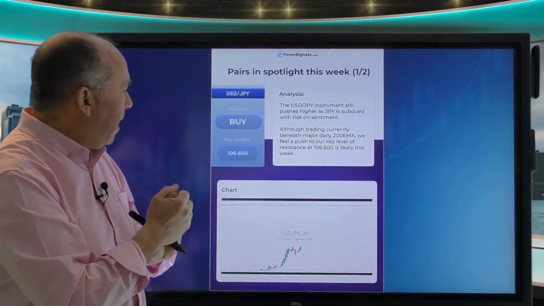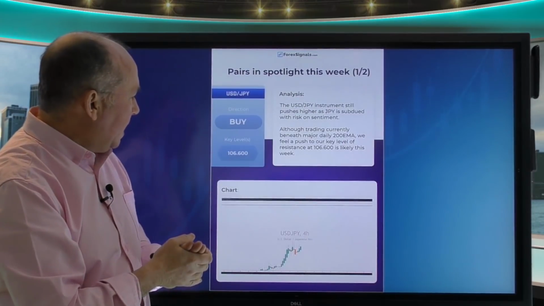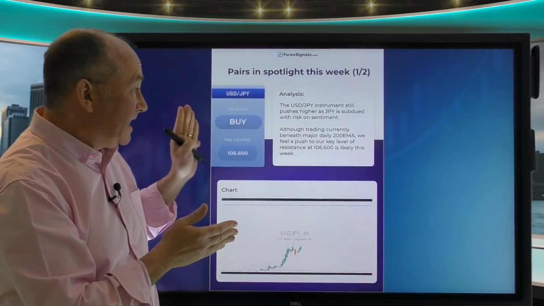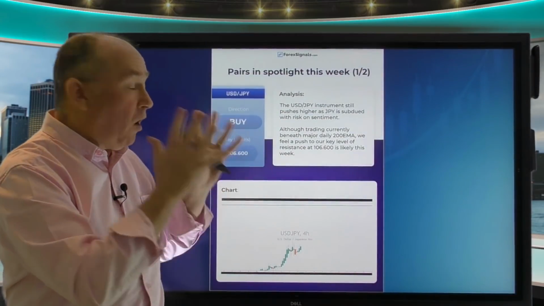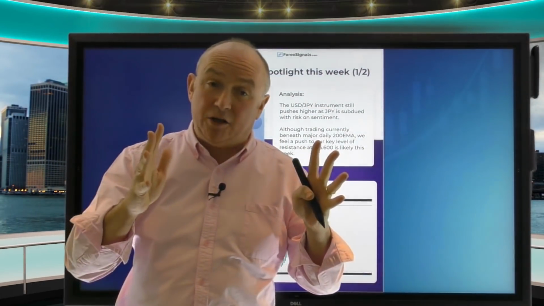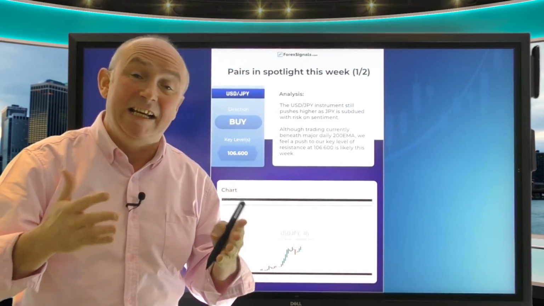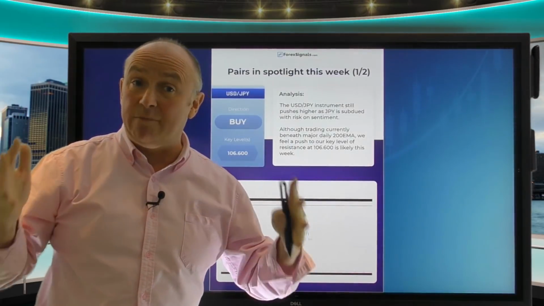We're looking at buying the dollar against the Japanese yen. We're targeting here 106.60. Okay, so that's basically our trade in the spotlight. Buying the dollar, selling the Japanese yen. The Japanese yen has a tendency to be a softer currency when times are risk on.